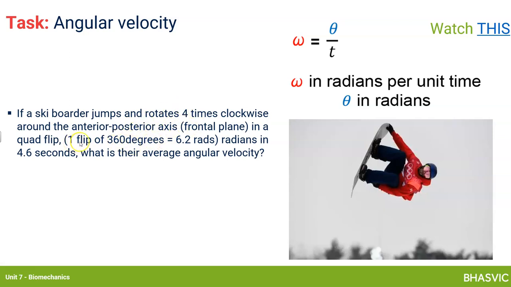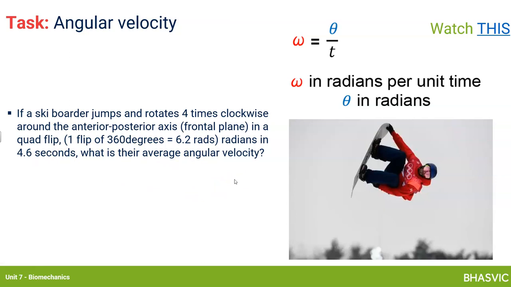Now, 1 rotation of 360 degrees is 6.2 rads. So if they're doing 4, all you need to do is times that by 4, by 6.2. 1 rotation is that, and they're doing 4 of them. What I'm also telling you is that it took them 4.6 seconds to do that quad flip, those 4 rotations. So 4 times 6.2 is the number of rads that they travel, and they took 4.6 seconds doing it.